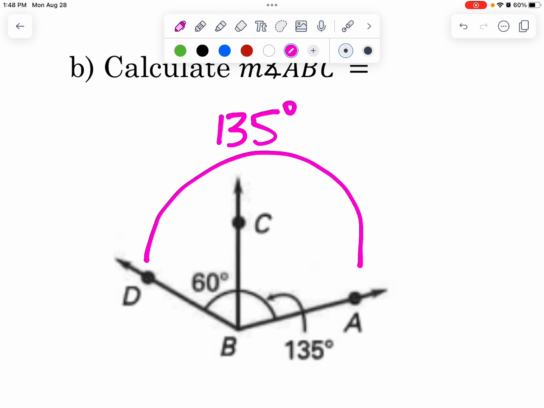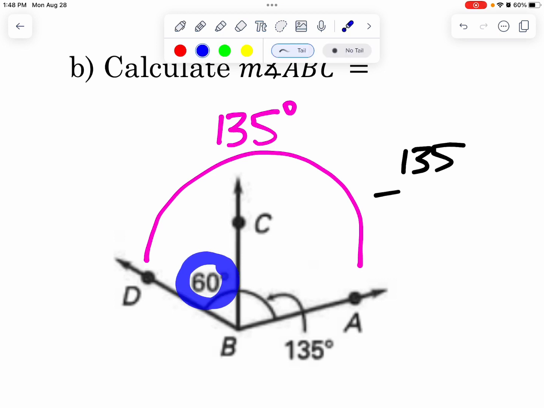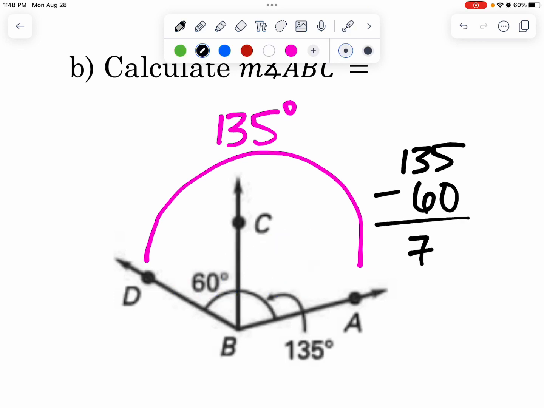So we're going to take our 135, which is the entire angle, 135. And I'm going to subtract this piece, and I'll be left over with this piece, which is what I need. So minus 60, I believe that gives us 75 degrees. And the 75 is this part.